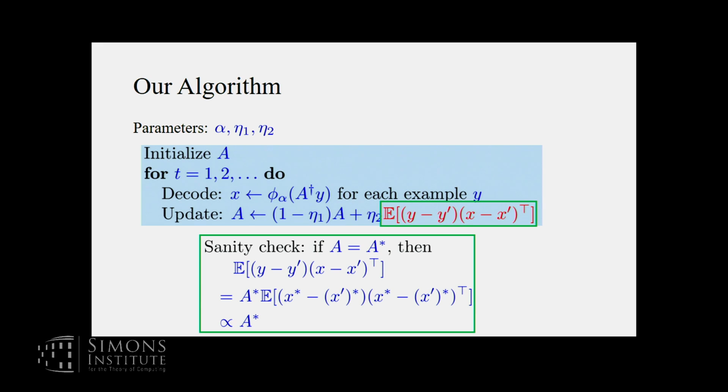Okay, now let's check the update. If we plug this in and also plug in the true decoding, then we get that it's proportional to A star. So you are moving in the right direction. There's some scaling here, so we need different step sizes to take the scaling issue into account. But anyway, the update direction just points to the ground truth. So this seems reasonable.